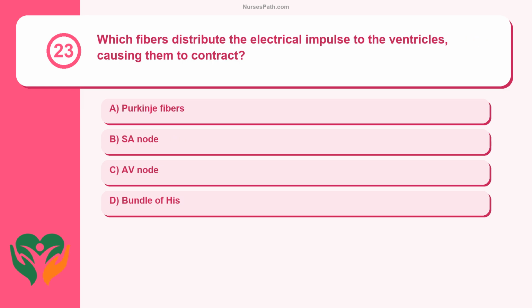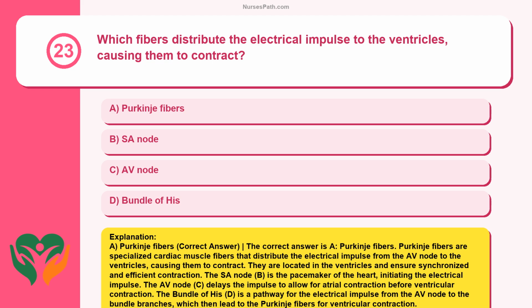Question 23. Which fibers distribute the electrical impulse to the ventricles, causing them to contract? Purkinje fibers, SA node, AV node, bundle of His. A. Purkinje fibers, correct answer. The correct answer is A. Purkinje fibers. Purkinje fibers are specialized cardiac muscle fibers that distribute the electrical impulse from the AV node to the ventricles, causing them to contract. They are located in the ventricles and ensure synchronized and efficient contraction.